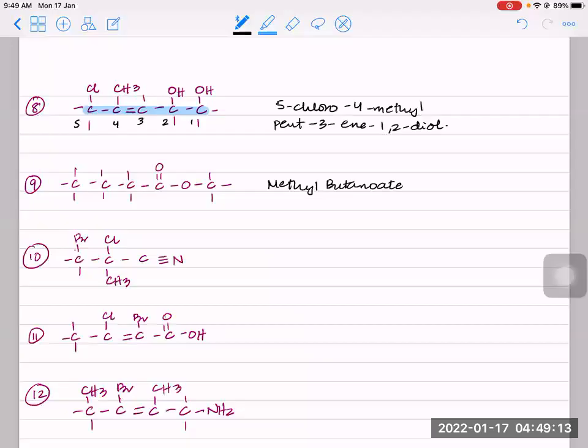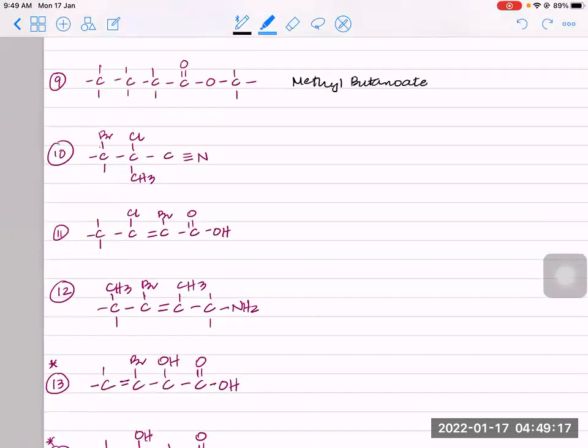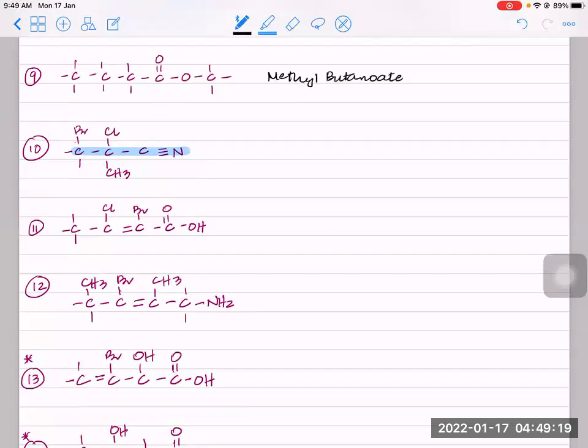So we have the main chain right here is 3 carbons. Yes, and we have a nitrile right here on carbon number 1, 2, 3. Now this would be 3 bromo because you always write the halogens first, then 2 chloro. Then you have 2 methyl, and it would be propane nitrile, or you can say propane 1 nitrile.